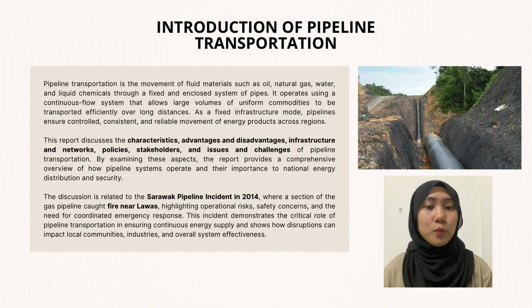What is pipeline transportation? It is the movement of fluid materials such as oil, natural gas, water, and liquid chemicals through a fixed and enclosed system of pipes. It operates using a continuous flow system that allows large volumes of uniform commodities to be transported efficiently over long distances. As a fixed infrastructure mode, pipelines ensure controlled, consistent, and reliable movement of energy products across regions.